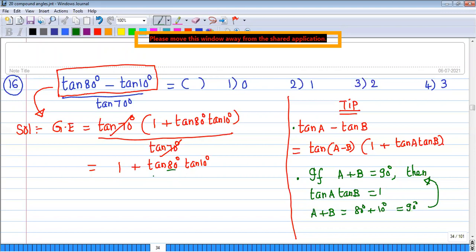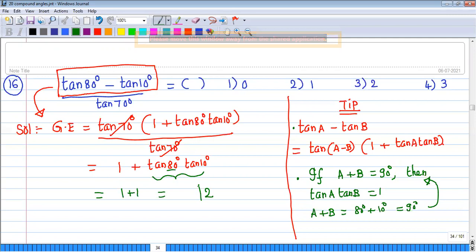Tan 80 degrees into tan 10 degrees is equal to 1. So 1 plus 1, the answer is 2. Option 3 is the right answer.